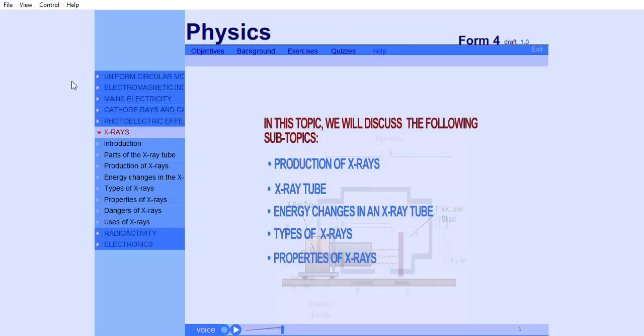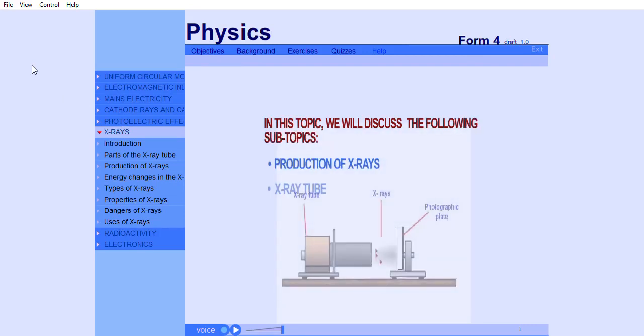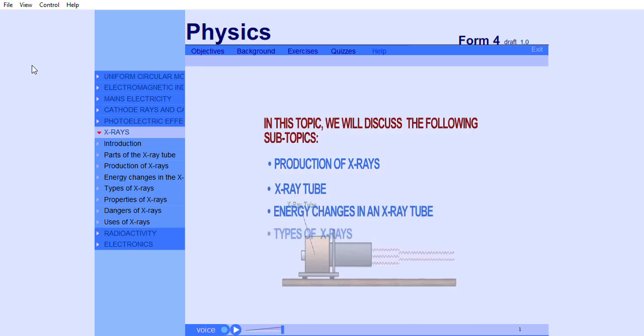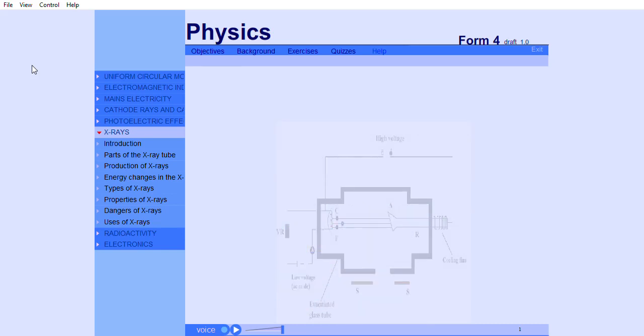X-rays, properties of X-rays, dangers of X-rays. In this topic, we will discuss the following subtopics: production of X-rays, X-ray tube, energy changes in an X-ray tube, types of X-rays, properties of X-rays, dangers of X-rays and precautions, and uses of X-rays.